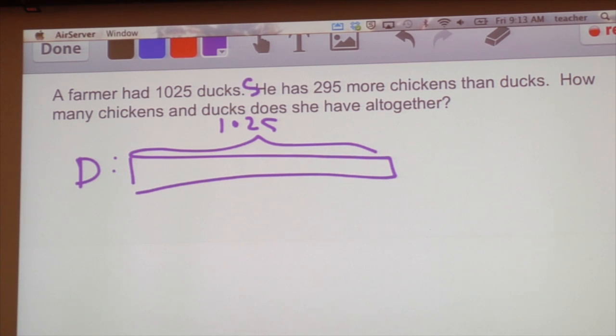Sorry about that. I got 1 and 1. She has 295 more chickens than ducks. So the bar for the chickens, is that longer or shorter? Longer. Right.